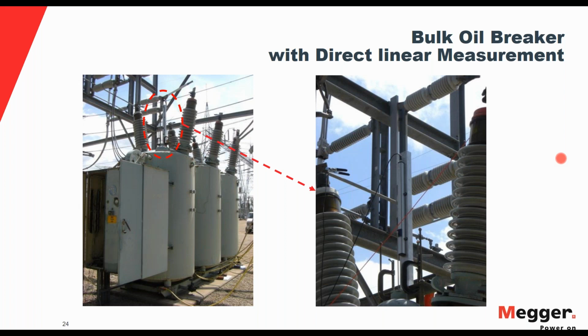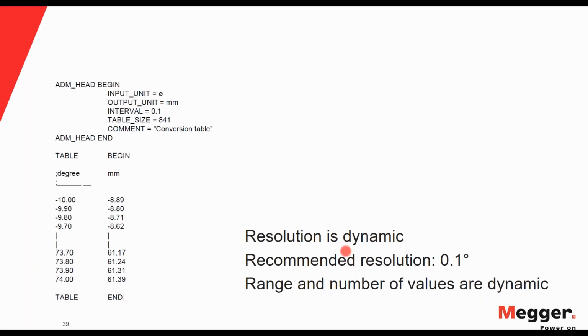Another question I see here is: please share any example of motion calculation for angular measurement. I think you are referring to the conversion tables, if I'm not mistaken. The conversion tables, this is an actual example of it. So this is the text I have in a conversion table file.